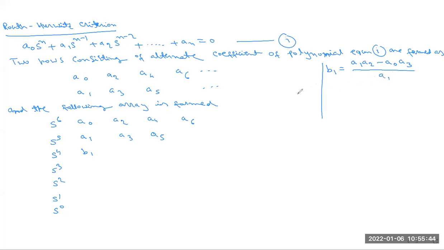Everyone, please see this. How is B1 calculated? B1 is equal to A1 dot A2, that means A1 multiplied by A2, minus A0 dot A3, divided by this root, that is A1. When the given equation's value comes, you have to put the value, and this value is either positive or negative.